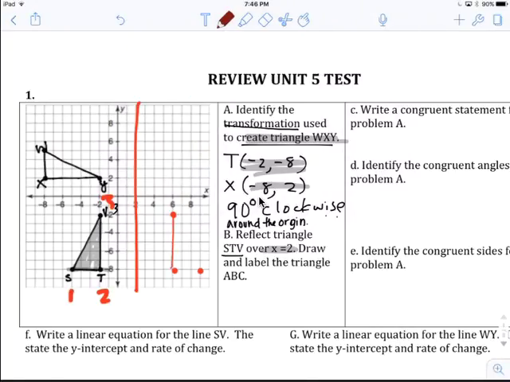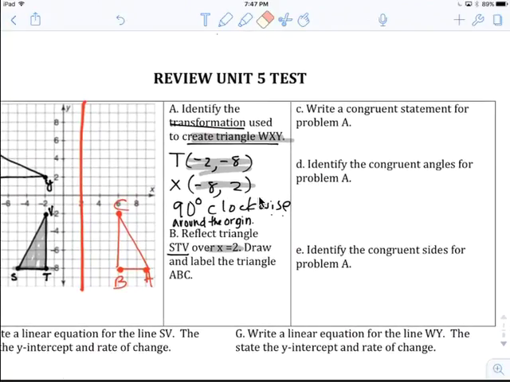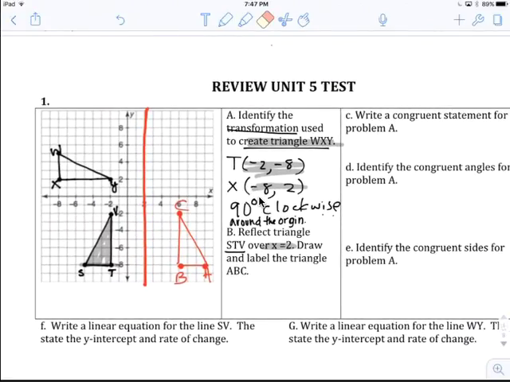Okay, this is 1, 2, 3. So A, B, no, sorry. Wrong. This one is 1, A, B, C. Then I erase the work, okay? And then write a congruent statement for problem A. Write a congruent statement for these two triangles. This one and this one.